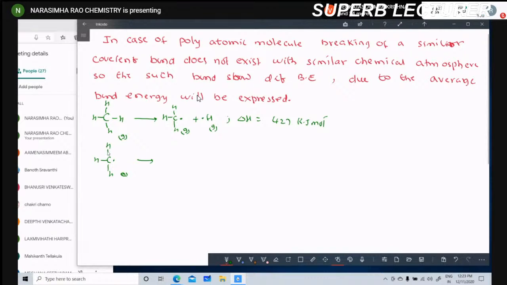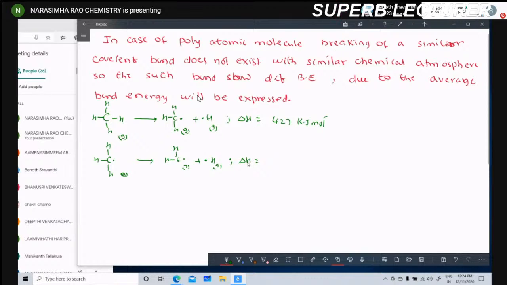But on breaking C-H, 2 bond pairs and 1 unpaired electron remain. The chemical atmosphere is different, so the bond enthalpy is also different. Why? Because stability is different, so bond energy is also different. For breaking of this one, C-H radical gaseous plus hydrogen gaseous, for this one, delta H.